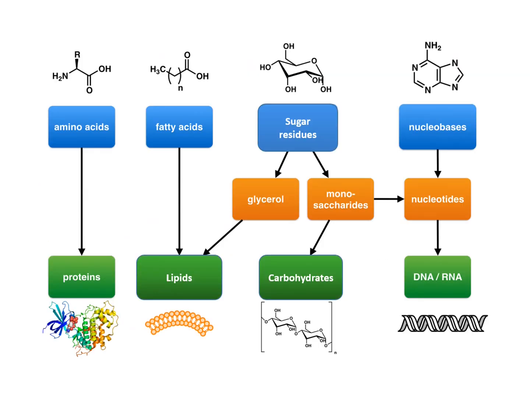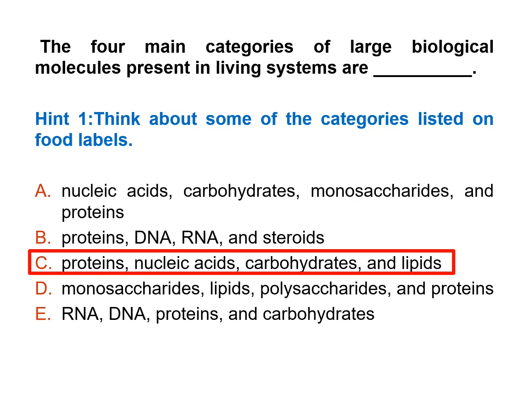So as we talked about before and we saw in the video lecture, these are the four groups: proteins, lipids, carbohydrates, and finally the nucleic acids. So the answer will be C.